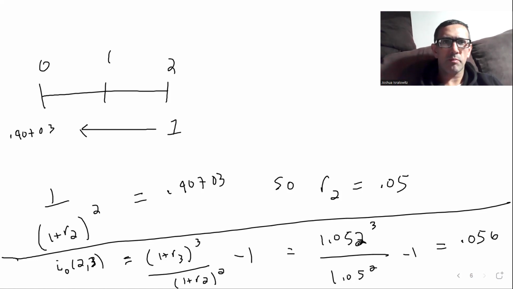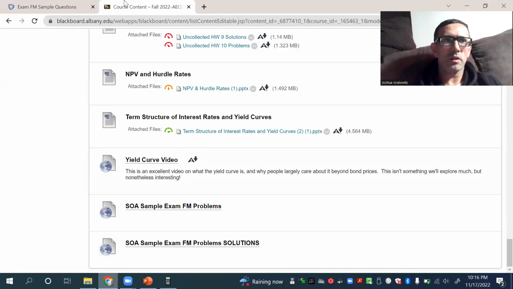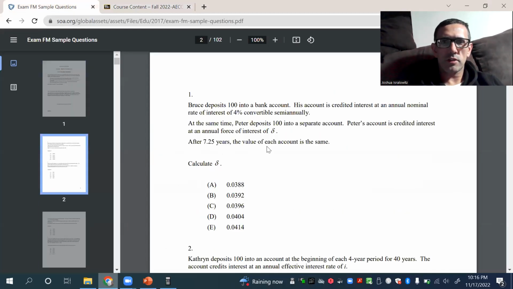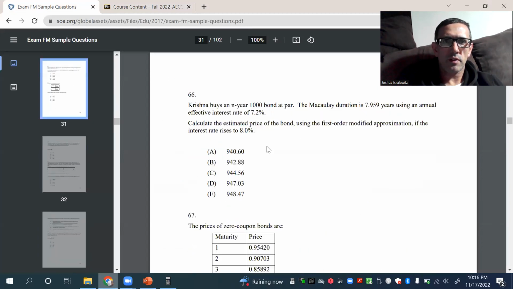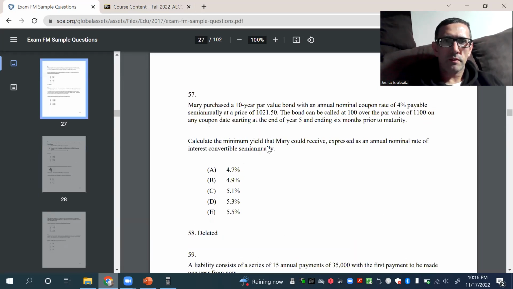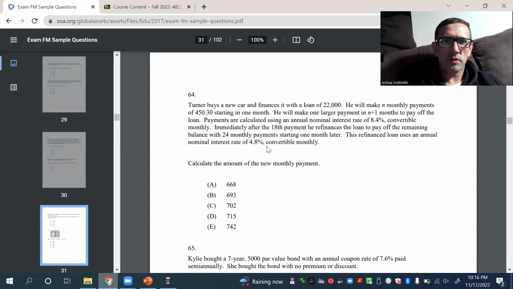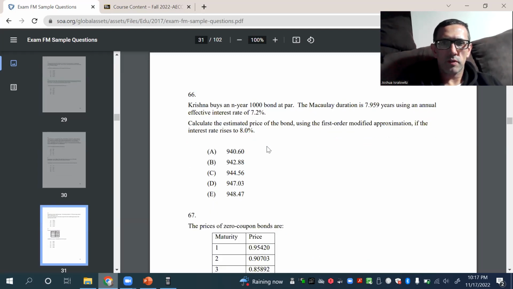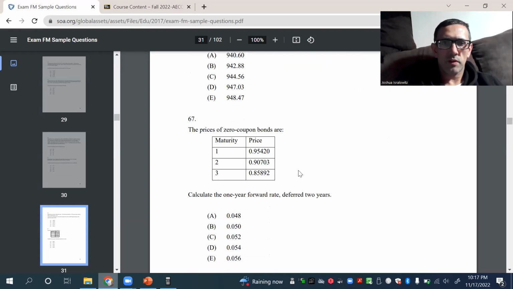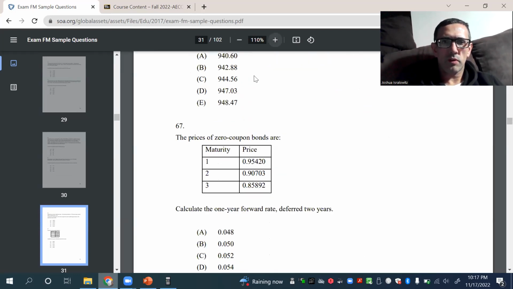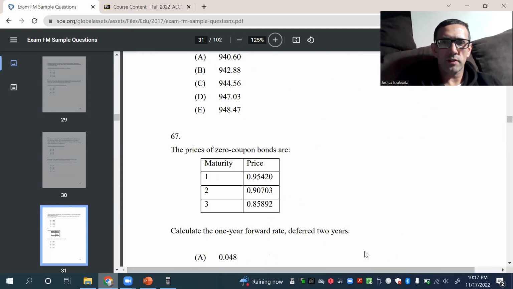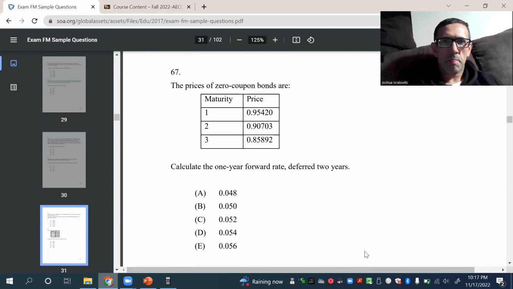Okay, and let's just check that because we have multiple choice answers here. So this was problem 67. And lo and behold, 0.056 is here. 0.056 is right here. So it's E. All right.